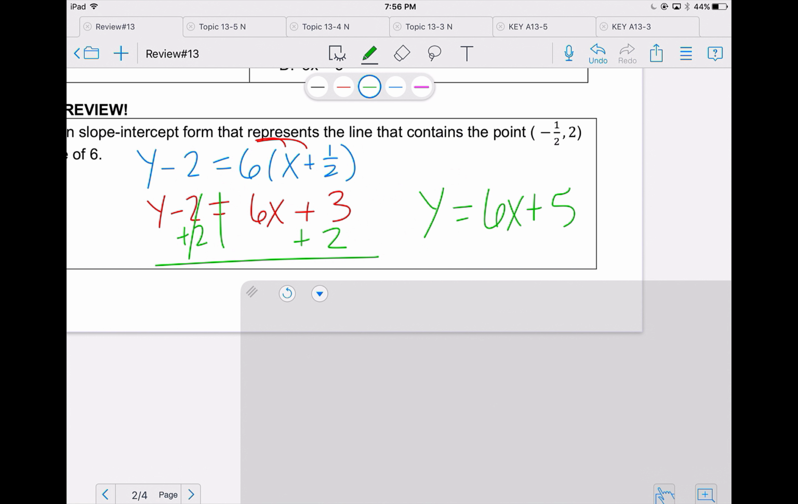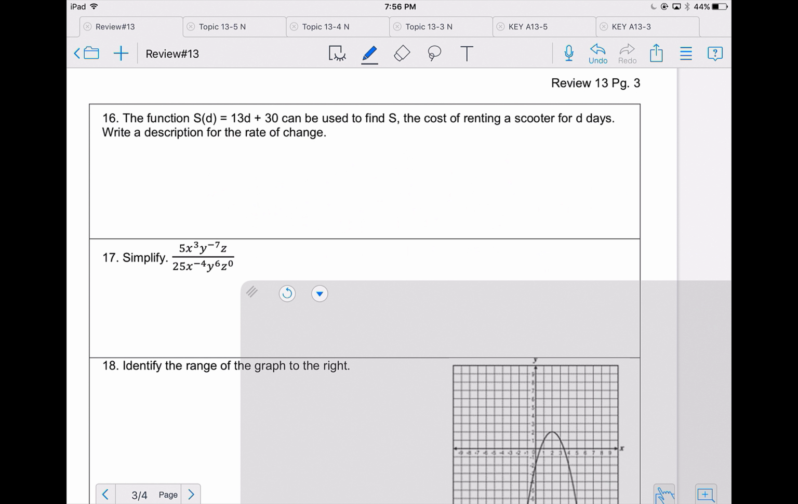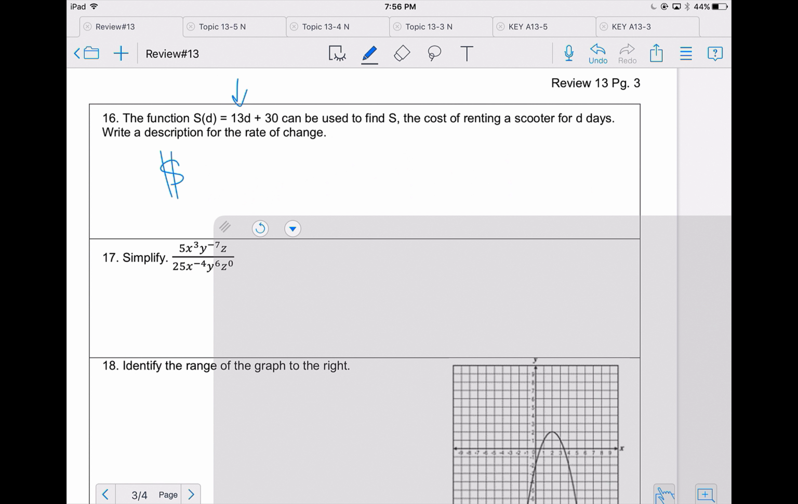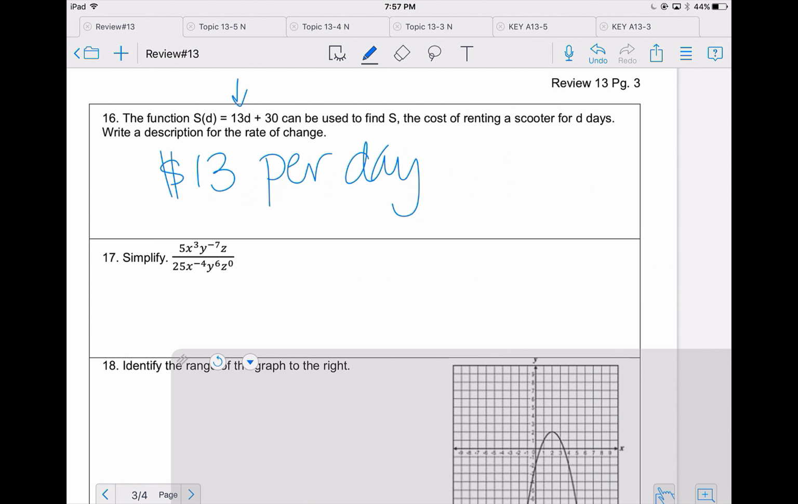Problem 16 says the function s of d equals 13d plus 30 can be used to find s, the cost of renting a scooter for d days. Write a description for the rate of change. My rate of change is a fancy word for slope. It's whatever's on the inside with the letters, so in this case 13. S is the cost, so it's $13 per d, which is day. So it's always whatever's on the outside per inside.